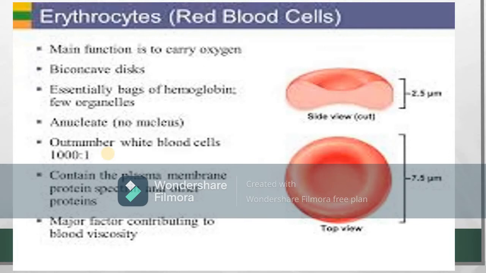The average lifespan of a red blood cell is about 4 months, after which it is broken down in the liver and spleen by phagocytosis.